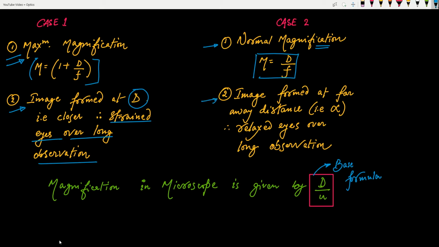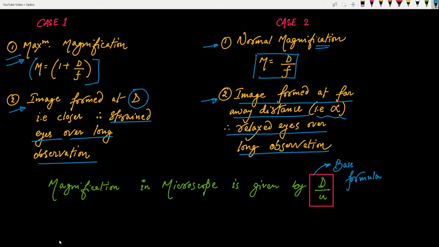Okay, for the second case, we can see that the image formed is at a far away distance, or in mathematical terms, we can say the image is formed at infinity. Therefore, we won't have any kind of pain in our eye when we look into that image over a long period of time. Therefore, I've written it down, that is, relaxed eyes over long observation. I hope this is clear.